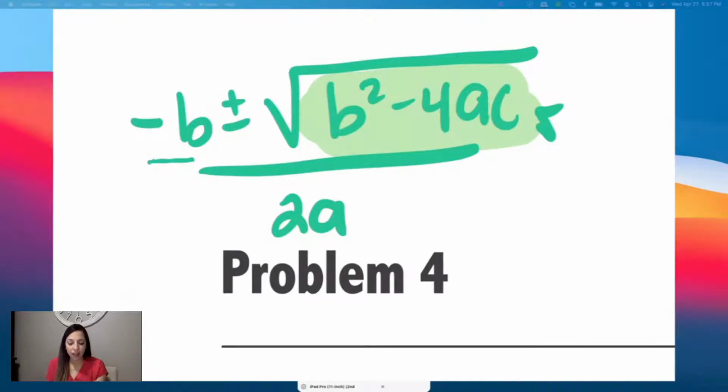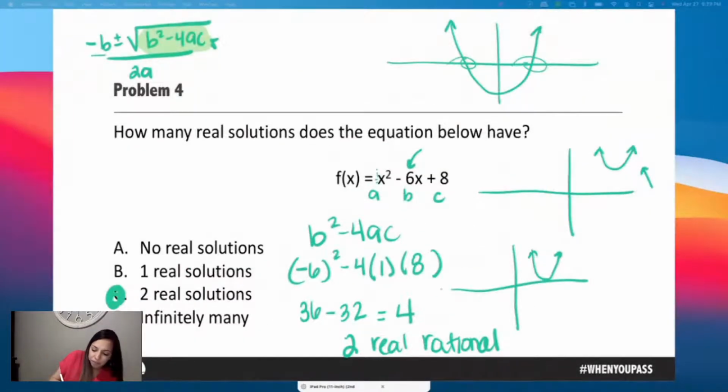Now, if this equaled 5, I would have 2 real solutions still, because it would still cross the x-axis twice. I could do the square root of 5. It would just be really messy, but I could have a positive and a negative version of it. I just would have 2 real irrational solutions, not 2 real rational solutions.